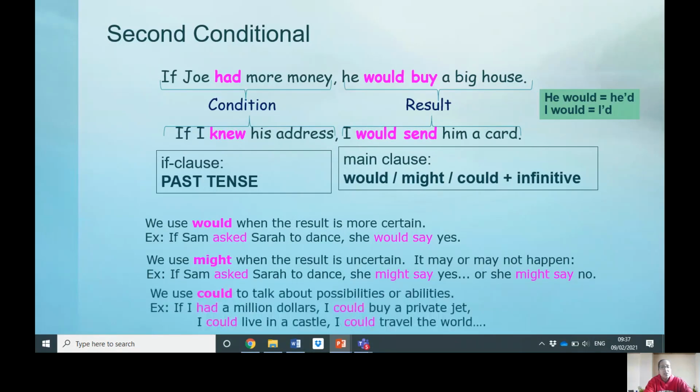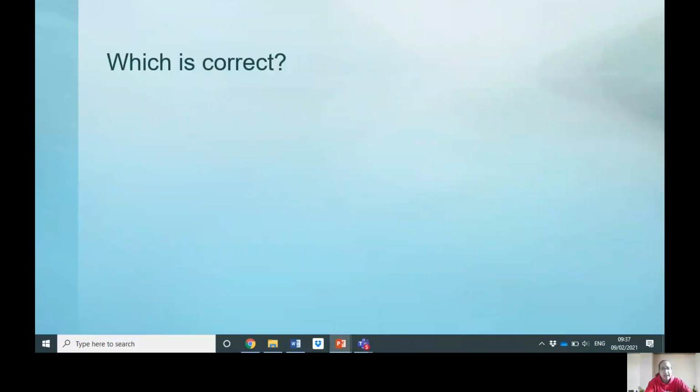Whereas could is used to talk about possibilities or abilities. If I had $1 million, I could buy a private jet. I could live in a castle. I could travel the world. So many possibilities. Now, which one is correct?